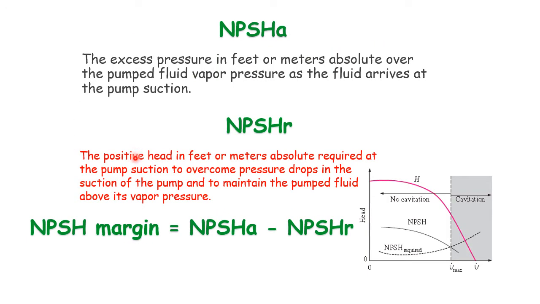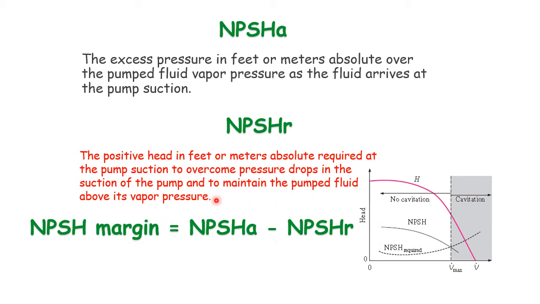As we told you, this is the required NPSHR. NPSHR is the pressure required by the pump to overcome the pressure drop in the suction of the pump and to maintain the pump fluid above its vapor pressure. The difference between NPSHA and NPSHR is called the NPSH margin.